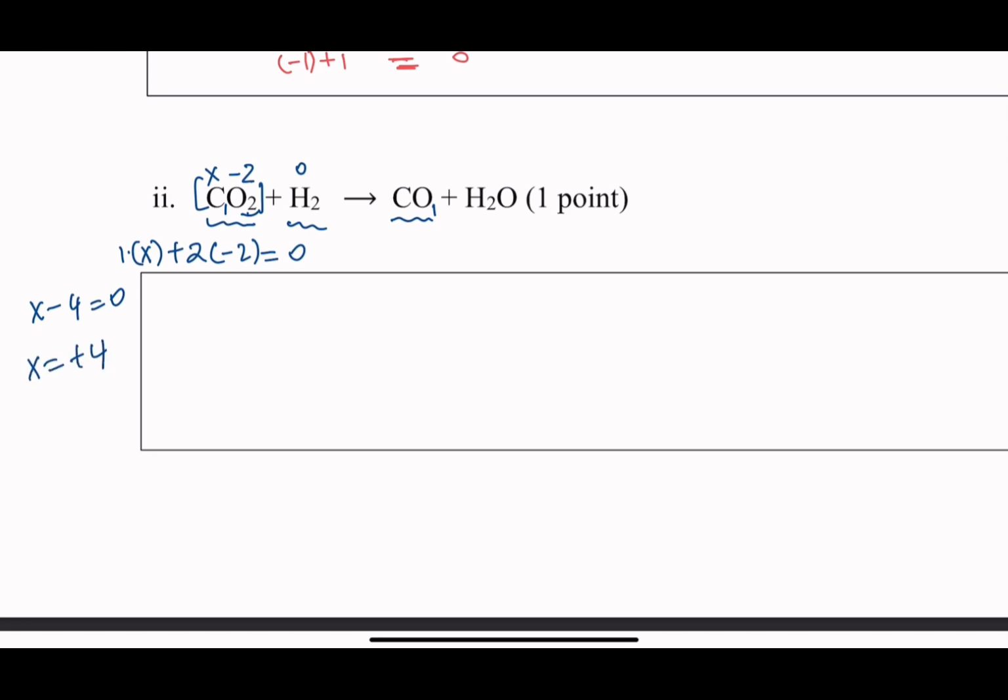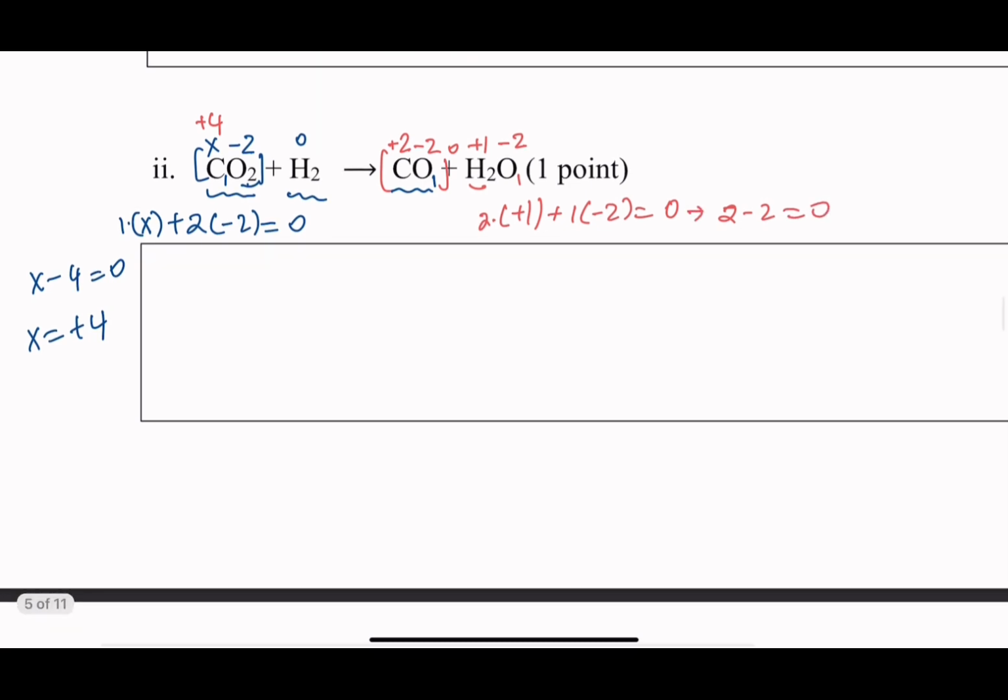Okay, x is plus 4, so in here we have carbon plus 4. If you do the math, this is negative 2 and it needs to add up to 0, so this is going to be plus 2, and oxygen is negative 2. Hydrogen is a first group element, and they need to add up to 0, so this will be 1. If you do the math, 2 times plus 1 plus 1 times negative 2, they add up to 0. Plus 2 minus 2 is 0. Okay, so now let's look at the numbers. Carbon went from 4 to 2.